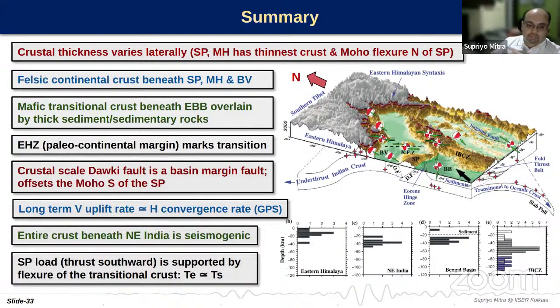The long-term vertical uplift rate and the horizontal convergence rate from the GPS data in the present day match, which basically tells you that the Dauki fault is absorbing the majority of the convergence that you see across this region away from the plate boundary. The entire crust beneath Northeast India is seismogenic, which tells us it's cold, it's brittle, it can actually support the load of the Shillong Plateau.